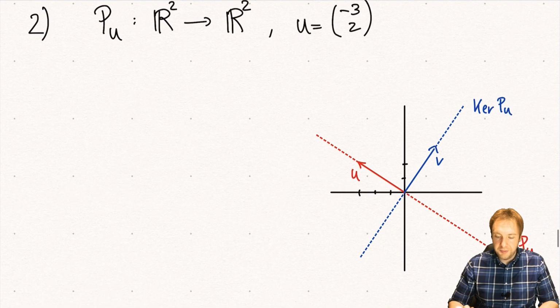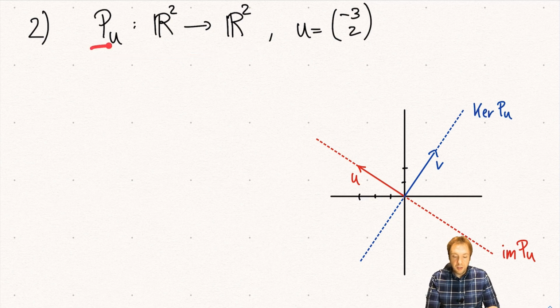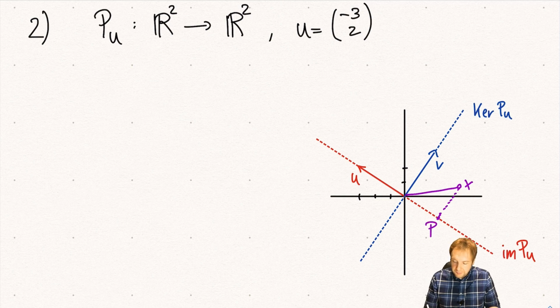Okay, but now let's do a more interesting example, namely the one I mentioned several times. Let's consider the projection to a line spanned by a vector u, which we denoted by pu. Here u is the vector (-3, 2). You see here in the picture, this is in R2. The image of this linear map here is given by the line here. Maybe recall what this map does. If I have some x here, then this map sends x to the projection onto this line. So this here is pu of x.